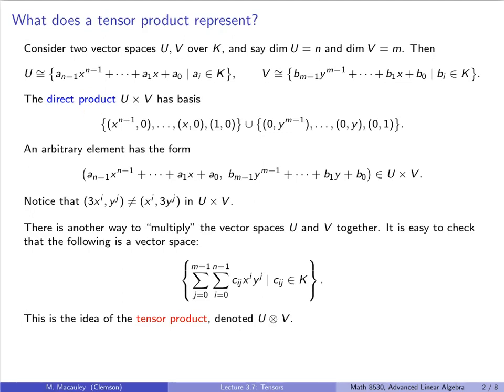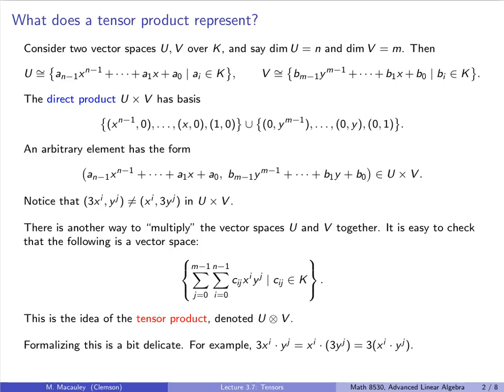In addition to the direct product, there is another way to multiply the vector spaces U and V together. It's easy to check that the following is a vector space. So the set of all sums over x^i y^j. So in other words, in here, we might have an element of the form x^2 minus y^3 plus 14x^5 y plus 16xy^2 minus 14. So something like that is going to be in here. This is the idea of the tensor product, which is denoted U with this little symbol V. So we'll say U tensor V.